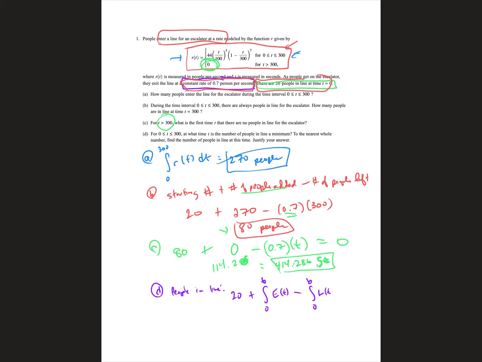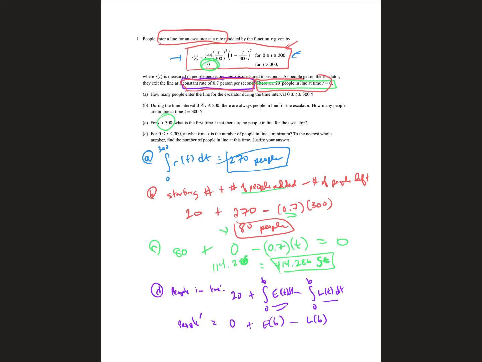exiting the line. By the way, that L of t, this should have a dt here. That L of t is 0.7, that E of t is that function above. Now, when I want to minimize or maximize this, I'm going to take the derivative of it. So let's call this people prime. The derivative of 20 becomes 0. The derivative of this thing, because of the fundamental theorem of calculus, is basically E of b. And the derivative of this thing, because of the fundamental theorem of calculus, is L of b.